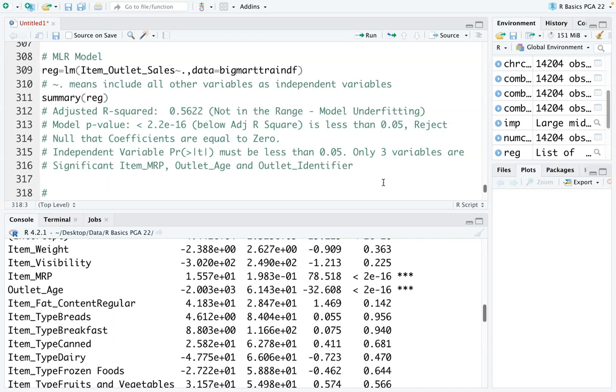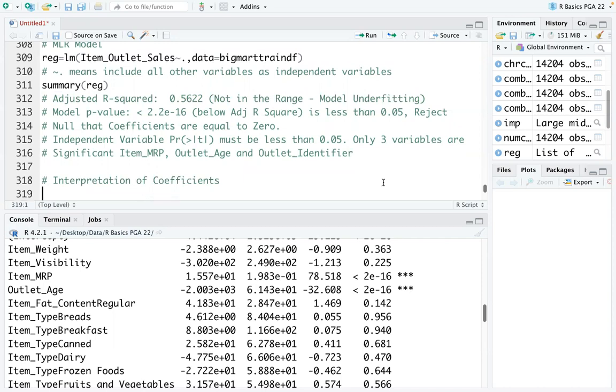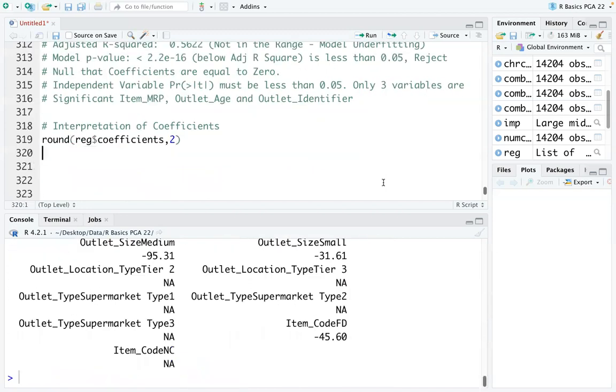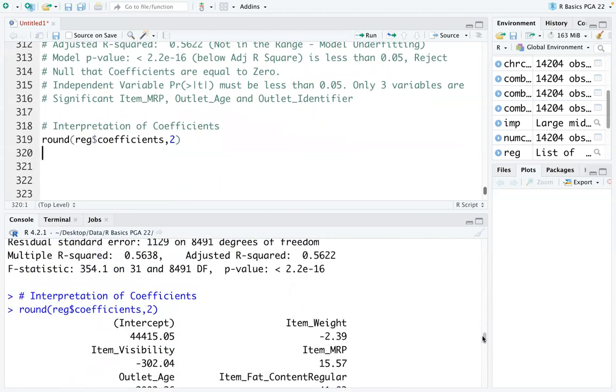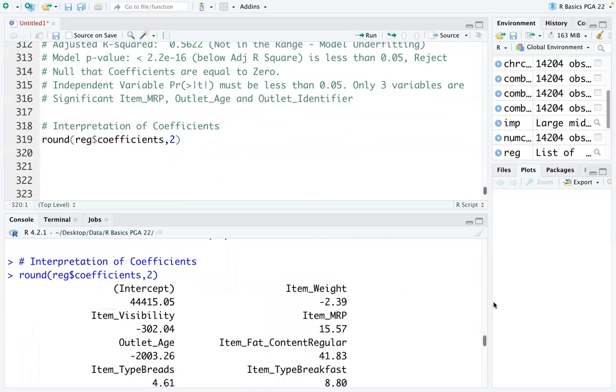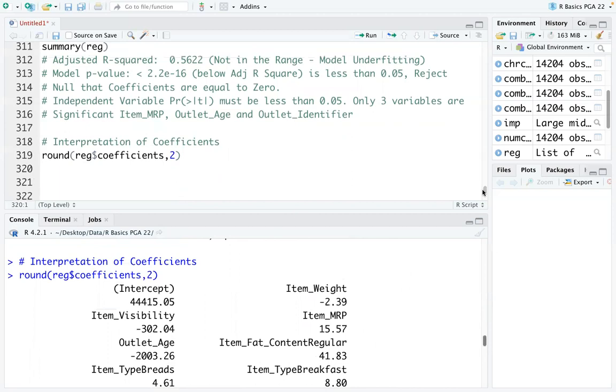All right. Now, one other thing is the interpretation of the coefficients. We will get the coefficients and create a regression equation from them, right? Now, let us see what coefficients we got. round(reg$coefficients, 2). So we got the coefficients like this. These are the actual coefficients which we got for the model.